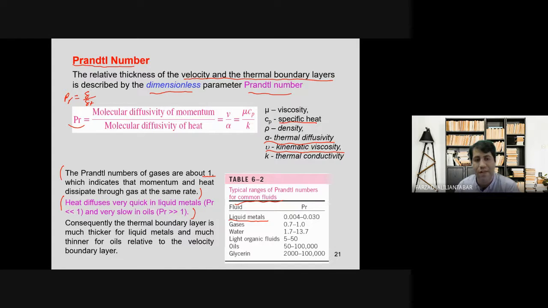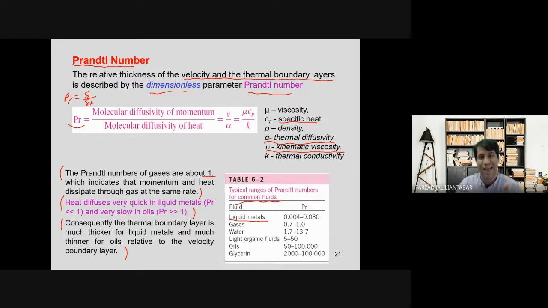Consequently, the thermal boundary layer is much thicker for liquid metals and much thinner for oil relative to the velocity boundary layer. This will determine how much time we need to have an effective heat transfer from the surface to that side. For example, if it is liquid metal, just in a few moments, the heat will transfer from the surface to that fluid, that liquid metal.